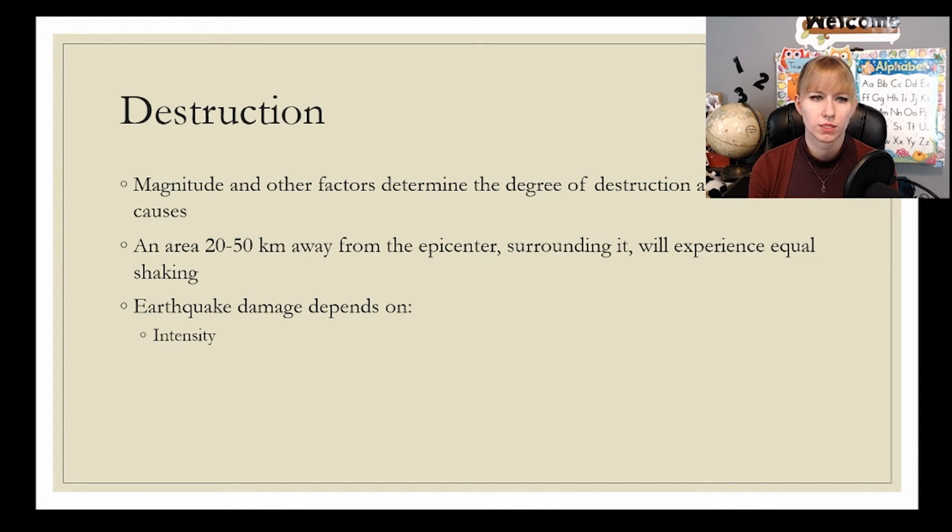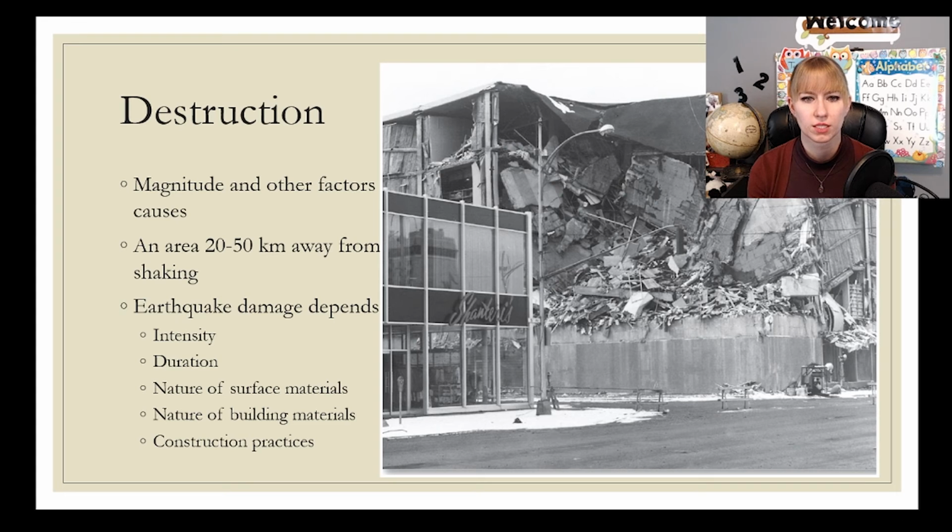Earthquake damage depends on intensity, duration, nature of surface materials, nature of building materials, construction practices, and you can see what kind of damage it'll do. So basically that means, are you on stable or unstable, consolidated or unconsolidated soil? Are you using material that's flexible? Are you building a building using blueprints that are intended to help preserve the building during an earthquake?